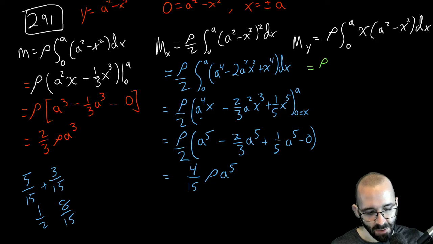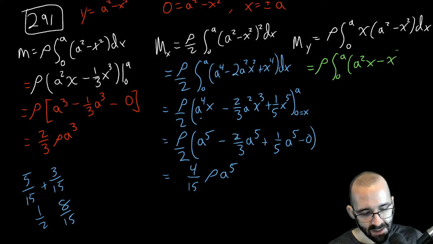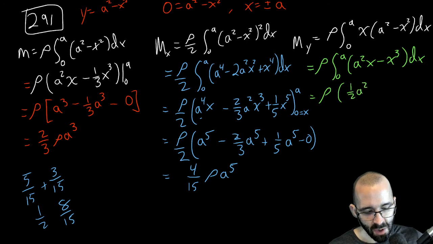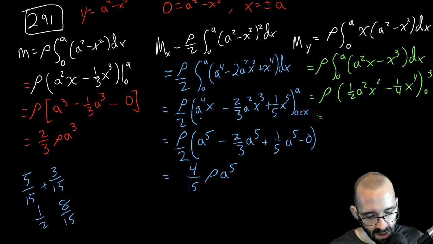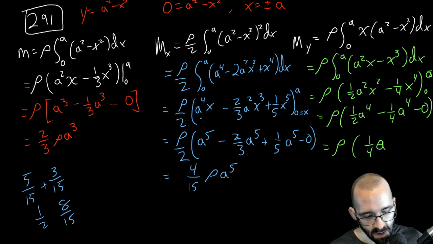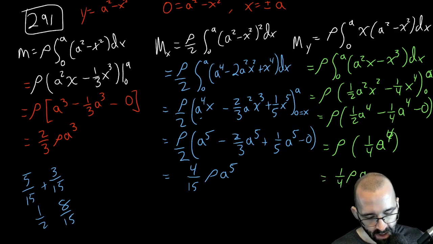And the last one is just rho. We have to integrate from 0 to a of a squared x minus x cubed. Antiderivative is 1/2 a squared x squared minus 1/4 x to the 4th from 0 to a. When it's a, we get 1/2 a to the 4th minus 1/4 a to the 4th. And when it's 0, it's just 0. We get rho times 1/2 minus 1/4, which is 1/4, a to the fourth. You get 1/4 rho times a to the fourth.